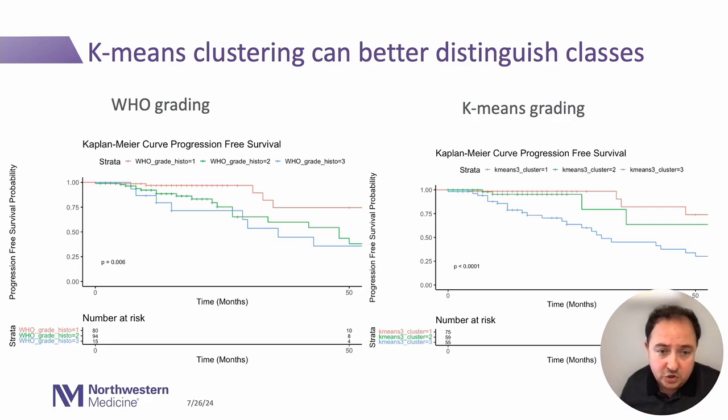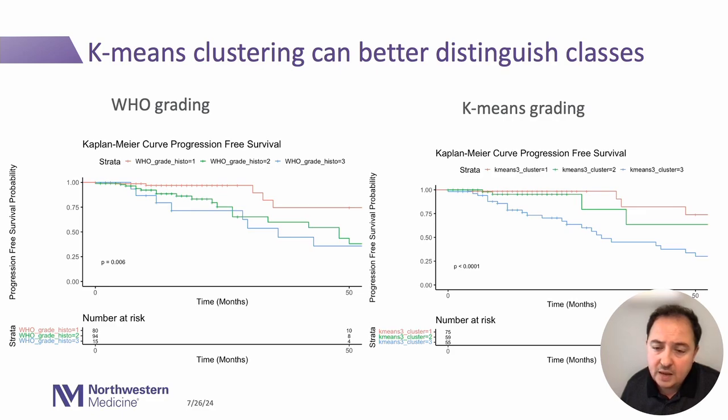As you can see, the WHO grading has three clusters, three curves: a red curve for grade 1, a green curve for grade 2, and a blue curve for grade 3. We see a clear separation between 1, 2, and 3. Between 2 and 3, there's some overlap. Statistically, they are different, with a p-value of 0.06.